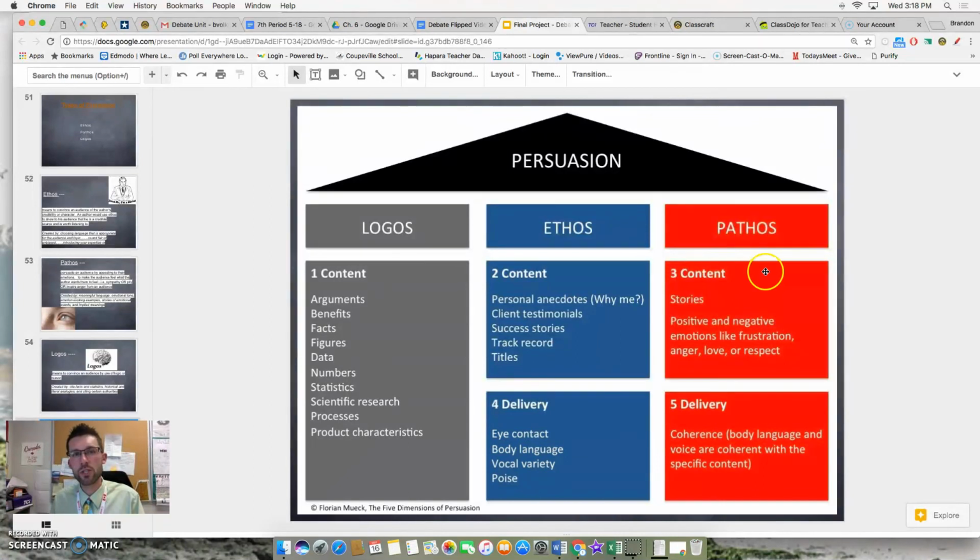Pathos, which is using emotion. Telling stories, positive, negative emotions. You want to try to give all of those. And again, your delivery has to focus on how you are acting. How are you talking? If you want someone to feel happy, make sure you're talking happy.